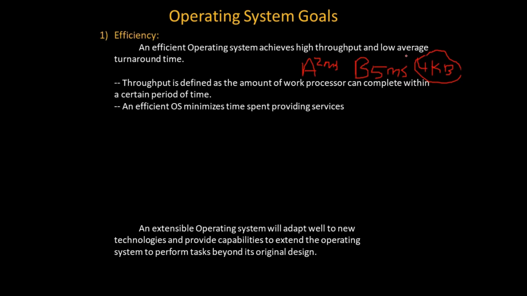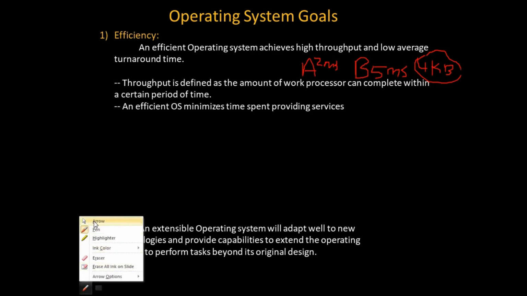So it means if I had a job of 8 KB, processor A is going to use 4 minutes to process this job, while processor B is going to use 10 minutes to process the same. So we see here that an efficient operating system achieves high throughput and low average turnaround time. Also, an efficient operating system minimizes time spent on providing services.